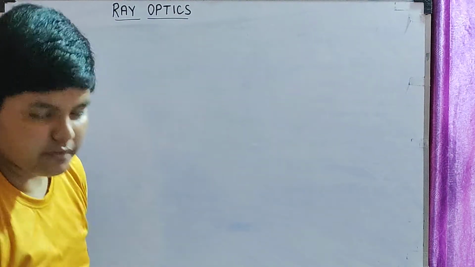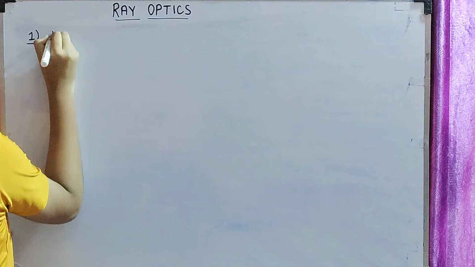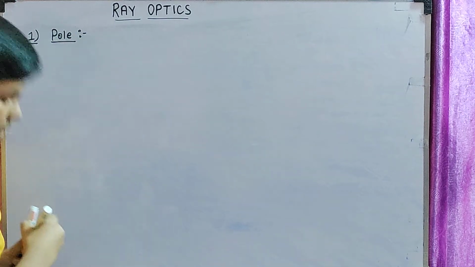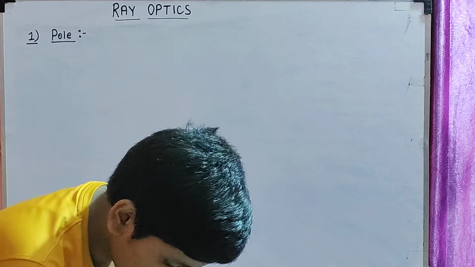So we are going to start one by one. Let us start with the first one, which is called pole. Now what is a pole? We have to write the definition of each and everything to understand it better. What is a pole?